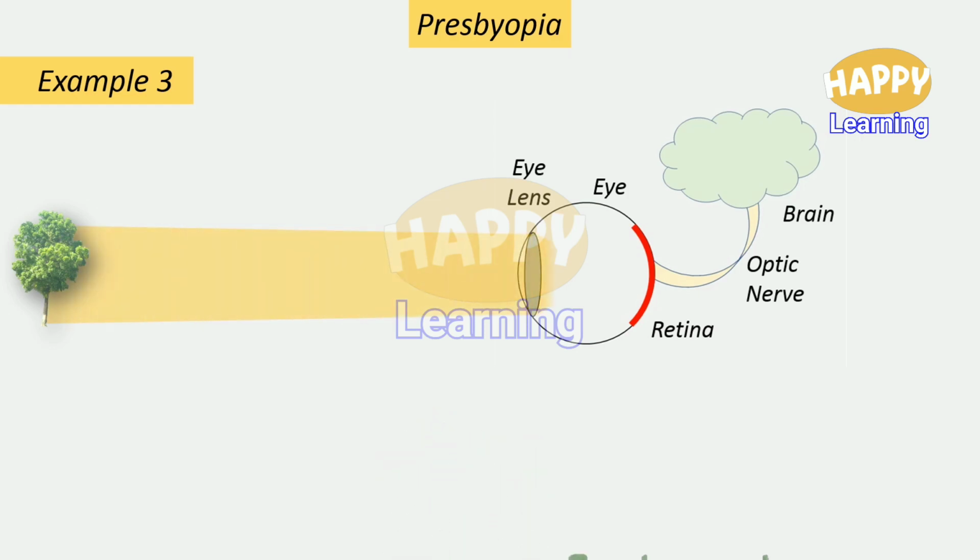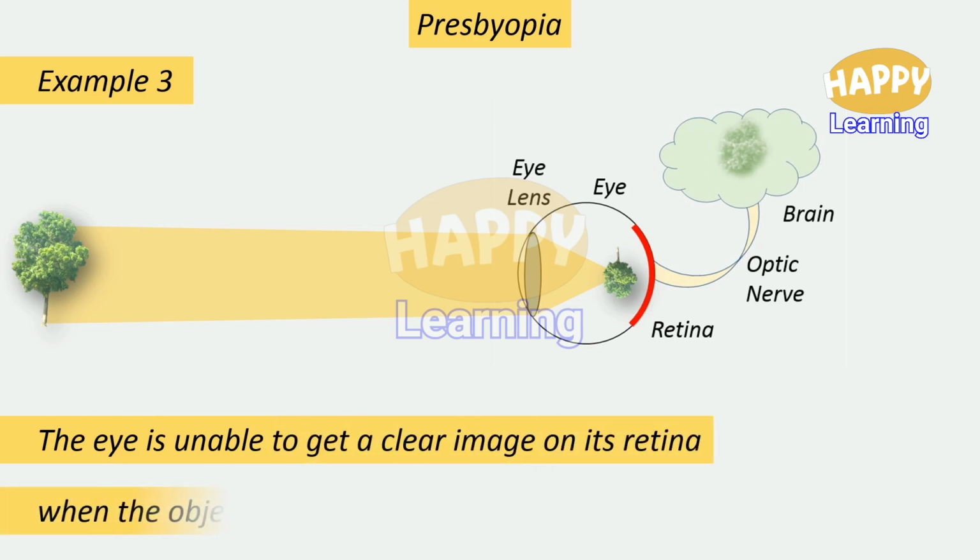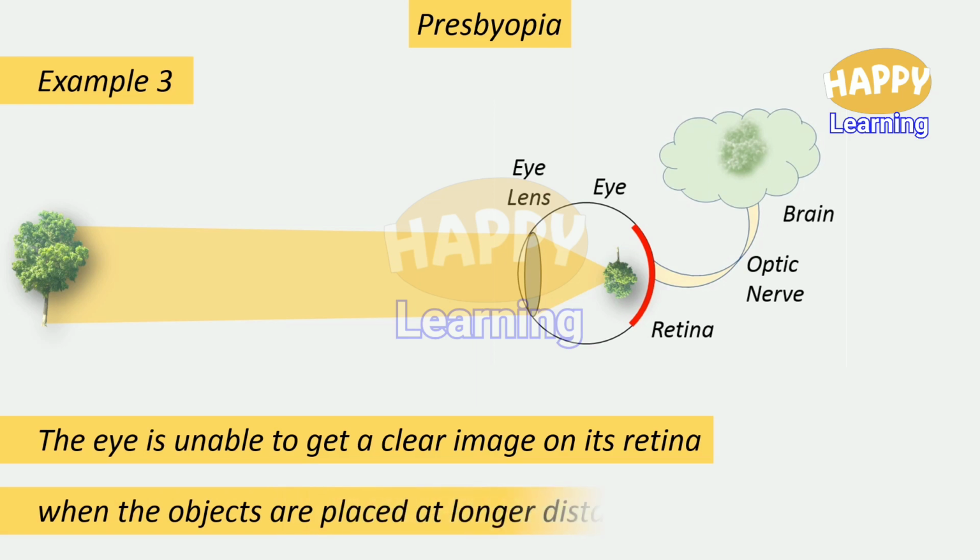The rays coming from the object are converged to a point before the retina. As the picture is not formed on the retina, the vision will be blurred. The eye is unable to get a clear image on its retina when the objects are placed at longer distances.